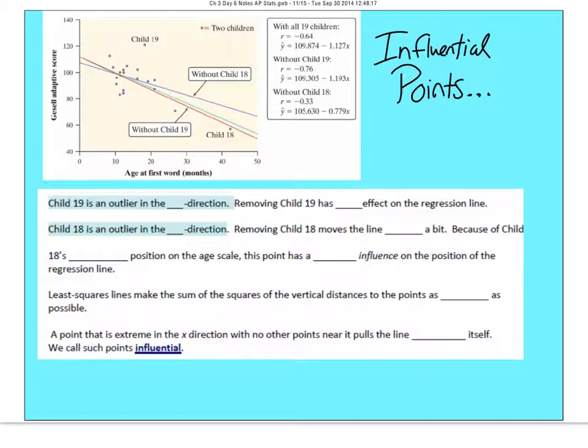So basically what we saw is child 19 was an outlier in the y direction, and removing him or her had little effect on the regression line. Whereas child 18 is an outlier in the x direction, and removing child 18 moves the line quite a bit. It does this because of child 18's extreme position in terms of age. This point has a strong influence on the position of the least squares regression line.